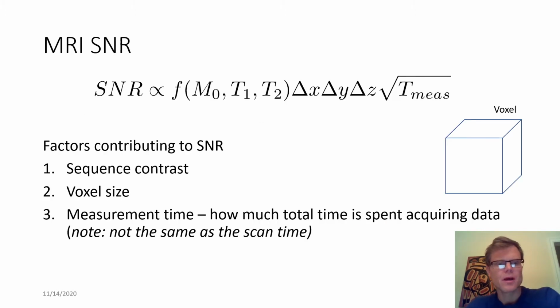Okay, and in MRI, there are three factors that contribute to the signal-to-noise ratio. Number one is the sequence contrast, and that's represented by this term here. For example, we know that for different choices of TE and TR, this will change the signal level depending on the T1 and T2, and also M0, the equilibrium magnetization. So we dump all that into this F term at the beginning here that we've covered already.